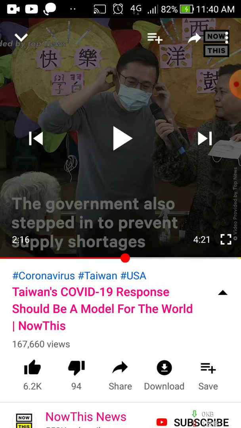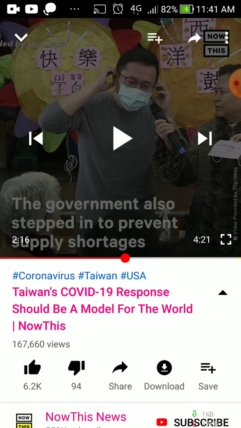The government also step in to prevent supply shortage. So the government need to take some steps, step into 介入哈, to go into the situation to prevent supply shortages because everybody is buying something in the market in case there is the war or the virus is going so severely. So people are hoarding the food, the things in home. So the government also step in to prevent supply shortages.